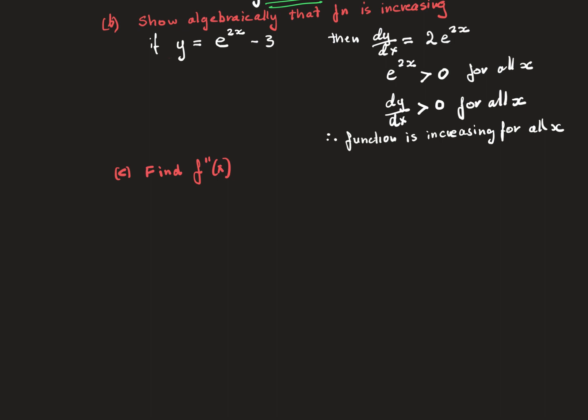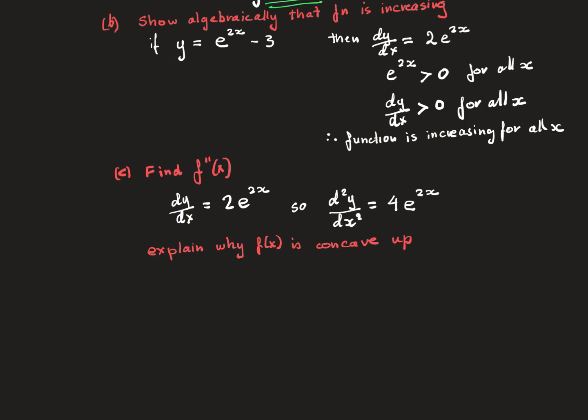So we know that dy dx is equal to 2e to the 2x. So the second derivative will be 4e to the 2x. Now you need to explain why f(x) is concave up, which means that we're going to visualize our child's slide as a smiley face. That's going to be concave up.